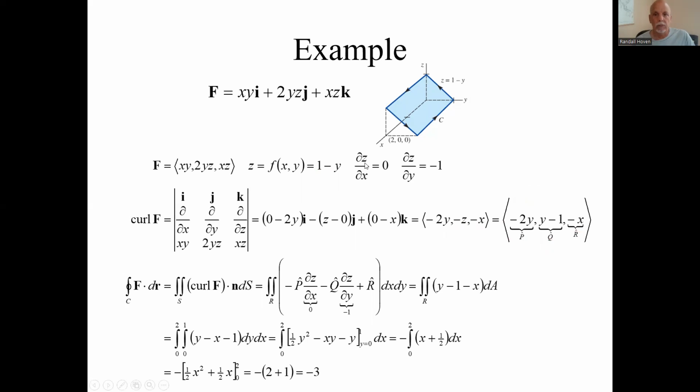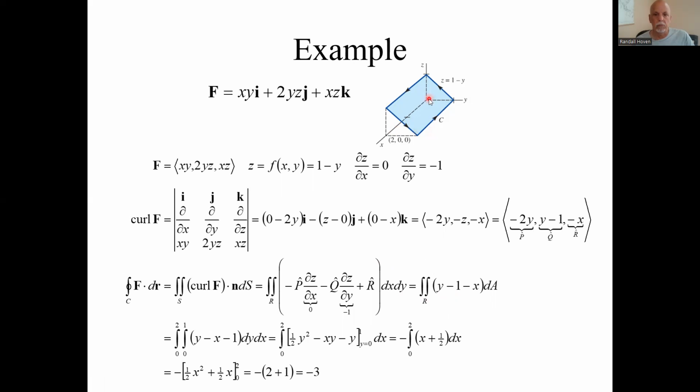And what's the partial of z with respect to x? 0. With respect to y, it's just minus 1. So here we have all the pieces, the partials, the P, Q, and R hats. Put them into our PQR formula. There it is. There's the integrand, and R is just, as I said, this rectangle down in the XY plane.